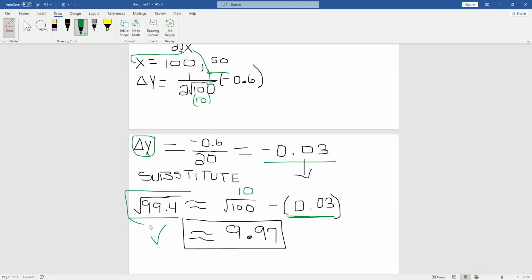And you can check this in your calculator. If you plug this into your calculator, you'll see a value that's very close to the answer that we just received, 9.97.